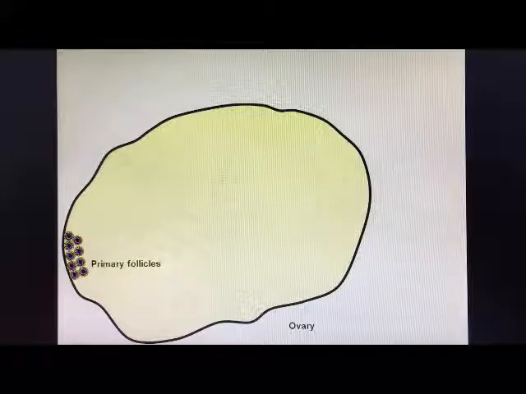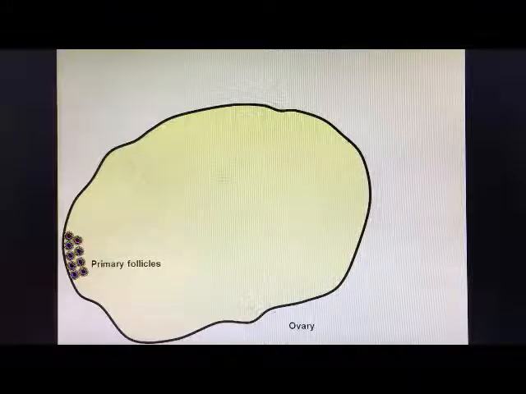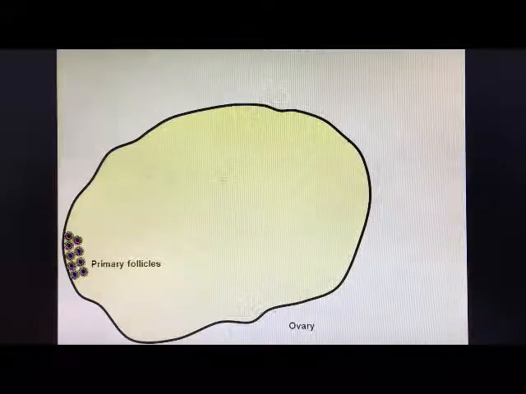Now we take a look at what happens inside the female ovary. So we know that the female ovary contains many primary follicles. And these primary follicles contain primary oocytes. And during oogenesis, we also know that the primary oocyte has already started its first meiotic division before the baby girl is born. And when the baby girl is born, the meiotic division is arrested at prophase 1.